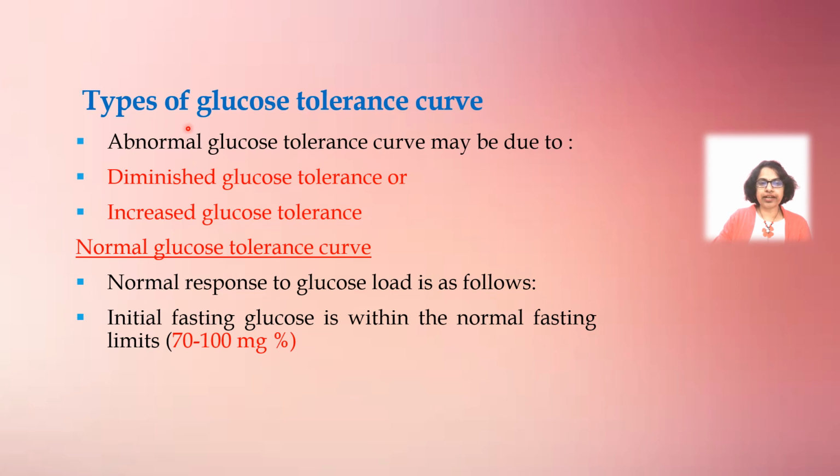Then let us talk about types of glucose tolerance curve. An abnormal glucose tolerance curve may be due to two reasons: diminished glucose tolerance or increased glucose tolerance. First we need to discuss the normal glucose tolerance curve. The normal response to glucose load is as follows. Initial fasting glucose is within the normal fasting limits, that is 70 to 100 milligram percentage.